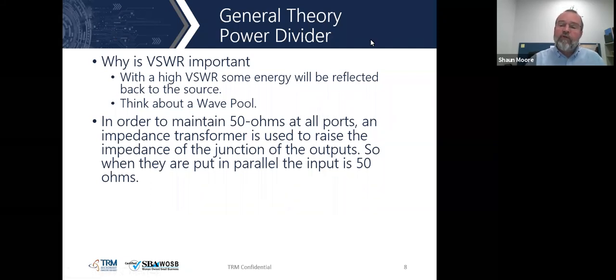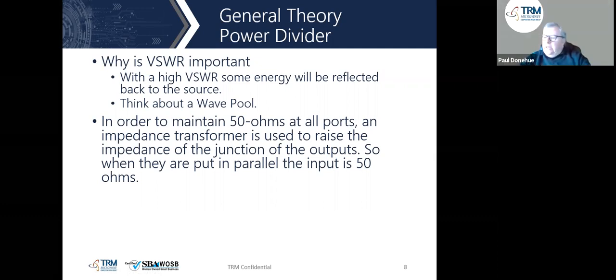So there are various methods that we can use to make sure we have 50 ohms at all ports. And that's really the essence of a power divider. It's not just taking a bunch of parts and putting them into a common node and having the power go willy-nilly wherever it wants. We want to control where the energy goes and make sure we maintain 50 ohms at all the ports.